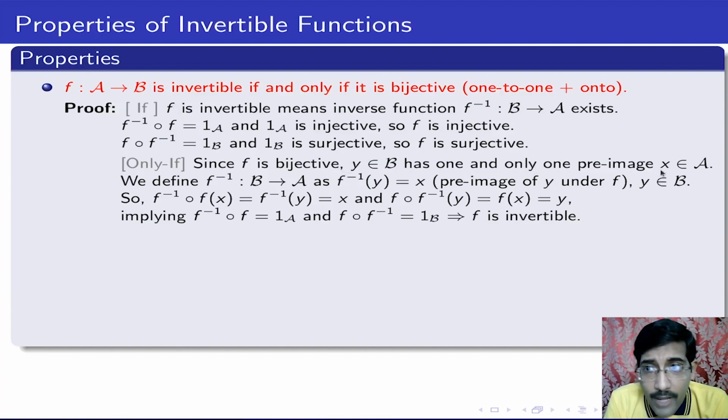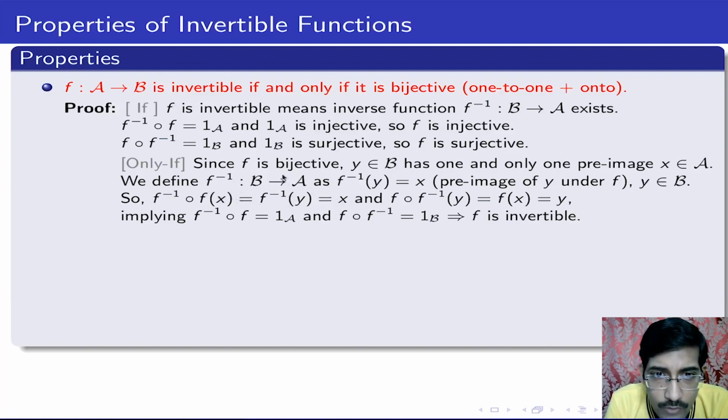So for each y, I have a preimage x in A. Now I define a new function called f inverse from B to A that maps every element to its preimage. Now for an arbitrary y and x, what will happen if you compose this function with f? f of x will give you y, and f inverse of y will map back to x.